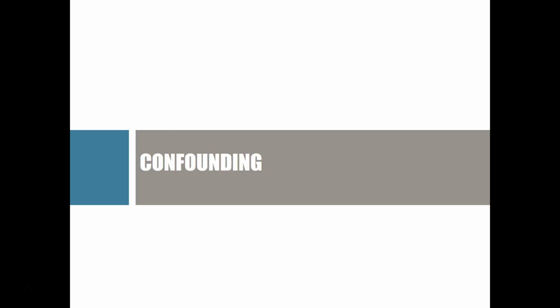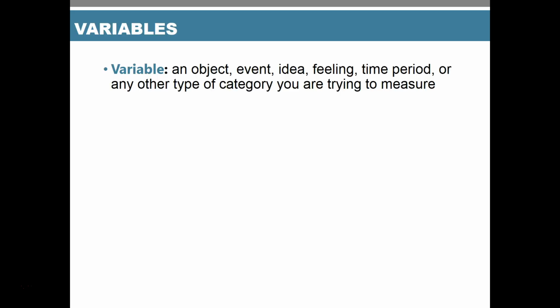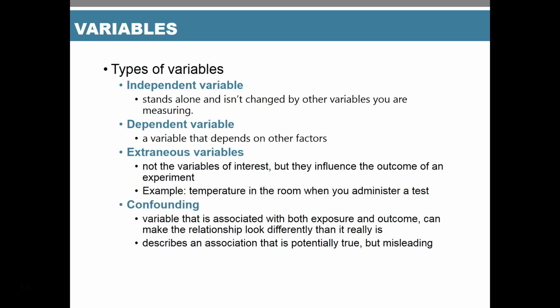So let's talk about confounding. Remember that a variable is an object, event, idea, feeling, something like this that we're trying to measure. We've talked about already independent variables and dependent variables. An independent variable stands by itself and it's not changed by anything else, whereas a dependent variable depends on other factors. So now we're going to talk about an extraneous variable.